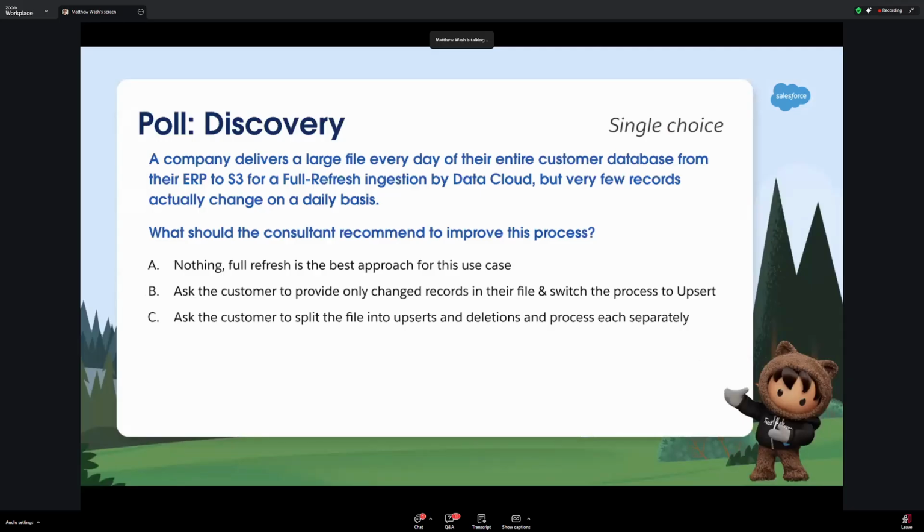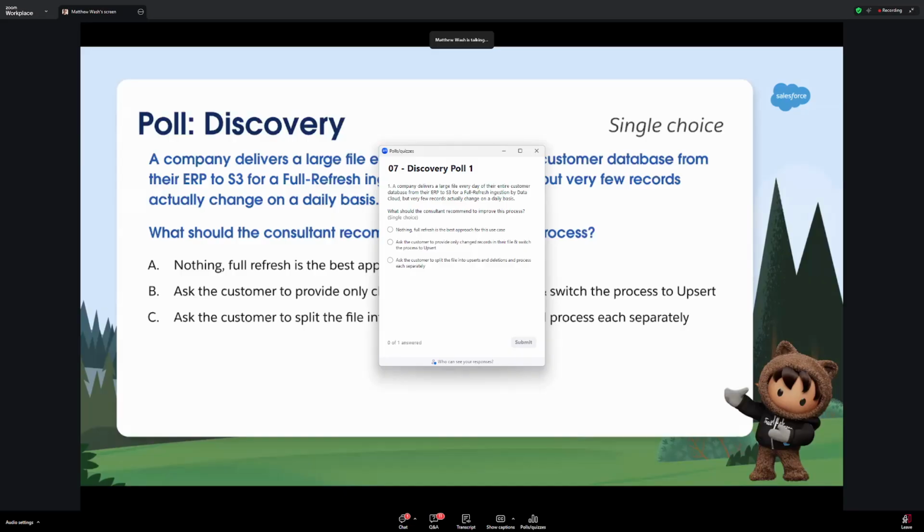Okay, let's go to a poll here. Let me find my harmonization or my discovery poll. So I got a question to take a quick pause in this section. Let's talk about a company that is delivering a large file every day, and their entire customer database is there from their ERP, and it's getting dropped in an S3 bucket. And in Data Cloud, there's a full refresh process that's ingesting it every single day. But very few records are actually changing there on a daily basis.